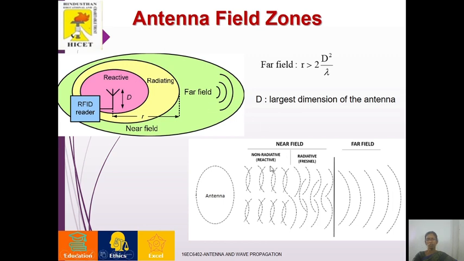The first two fields are called the near field zones, one being the non-radiative reactive field zone, which is present very near to the antenna, followed by the radiative Fresnel near field zone present next to the non-radiative reactive near field region. And the third region is far away from the antenna structure, several kilometers away in the free space.